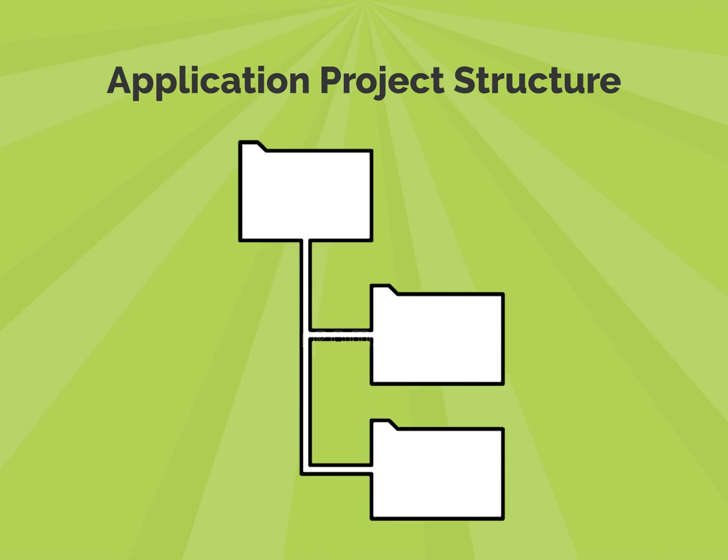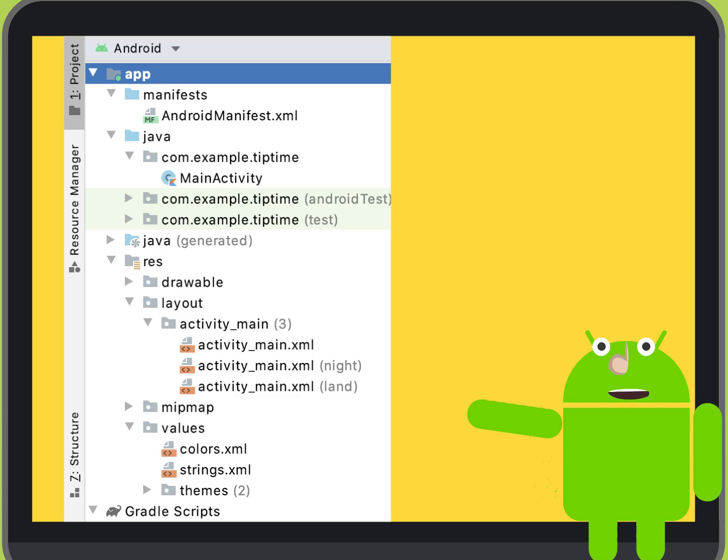Application project structure. An application project in an IDE consists of many parts, including Kotlin code, XML layouts, and other resources such as strings and images. Before making changes to the application, it is a good idea to familiarize yourself with the environment.